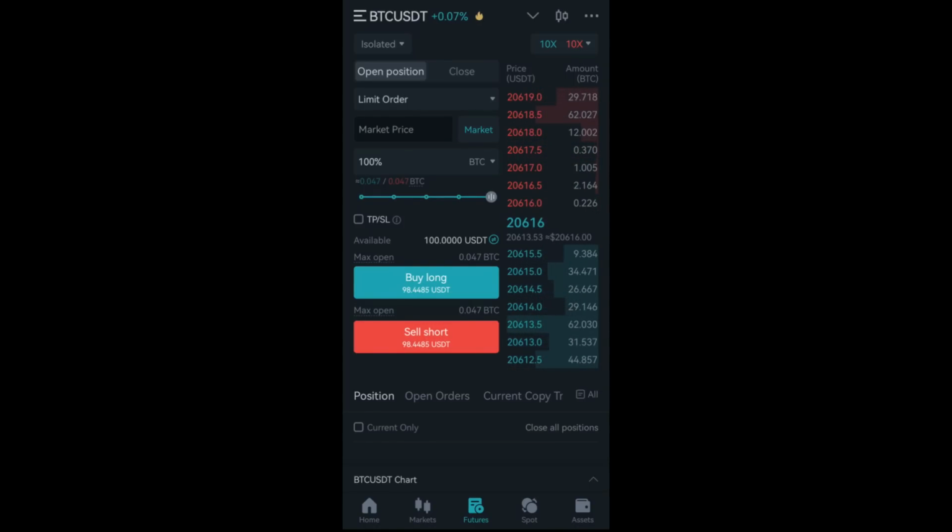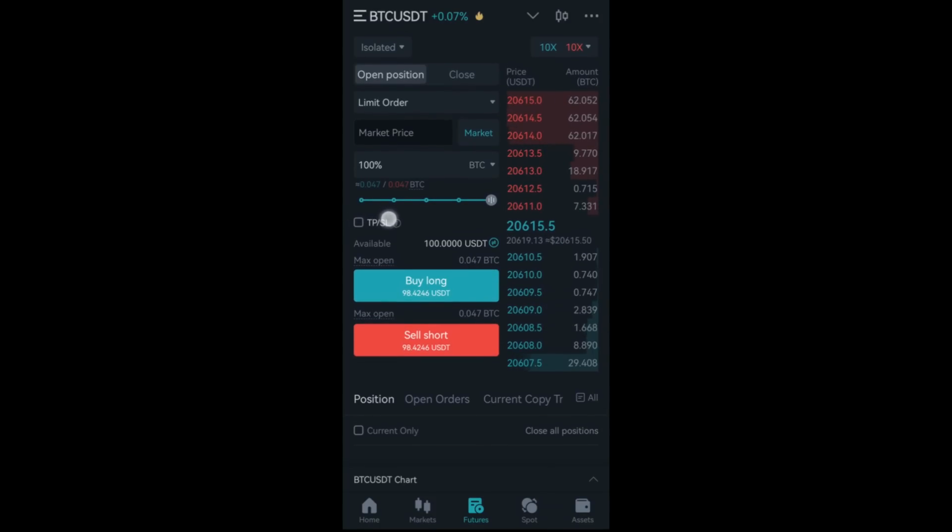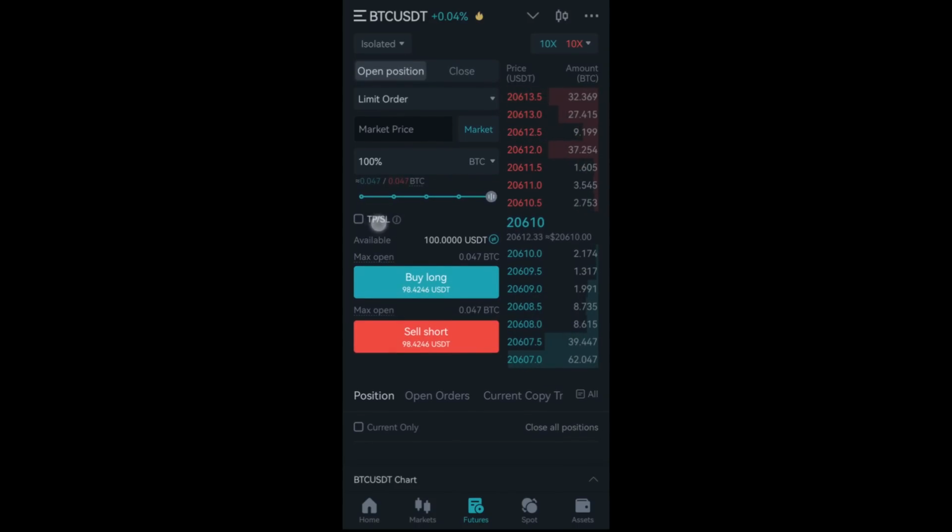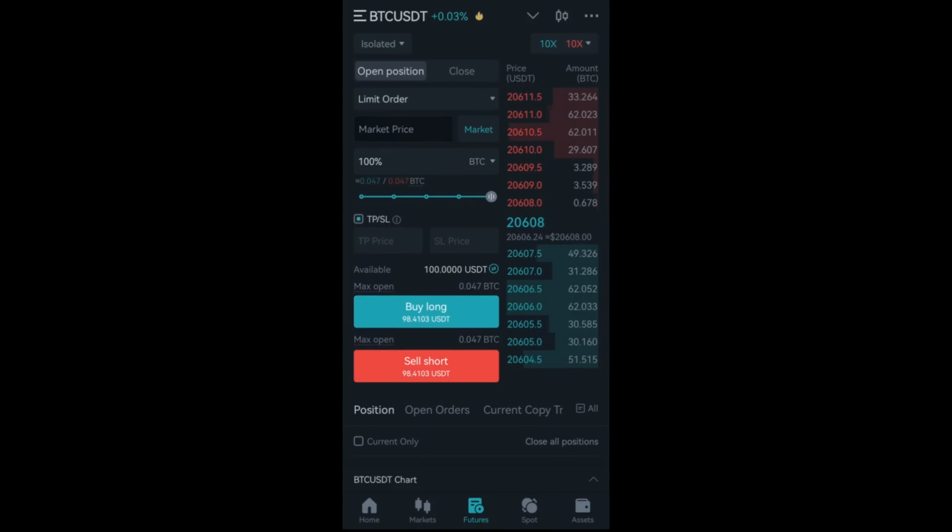So yeah, I forgot to talk about risk management. Here you can see there's an option called TP/SL, right? TP stands for take profit, and SL stands for stop loss. So just tick this box. Now you will have the option to enter a TP price and a stop loss price. Under TP price, enter your selling price. For example, say Bitcoin is trading at $20,000. You can set your TP price at $20,500, slightly higher, at which you want to take profits.